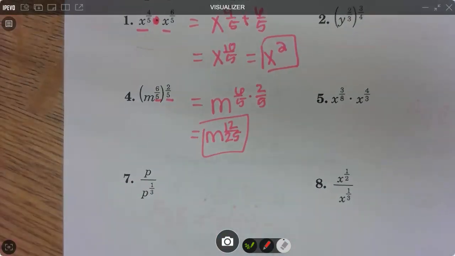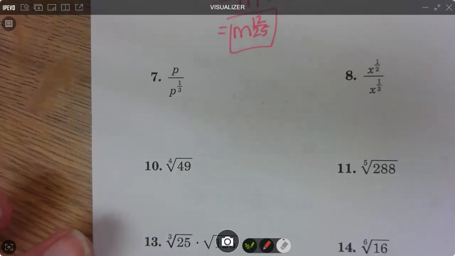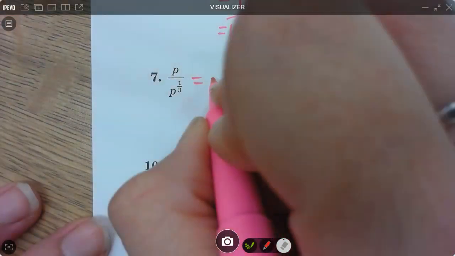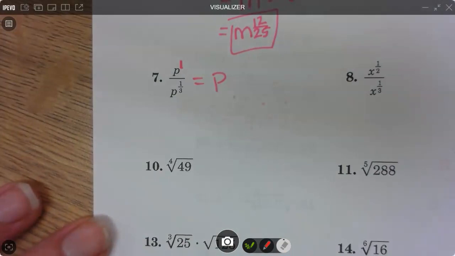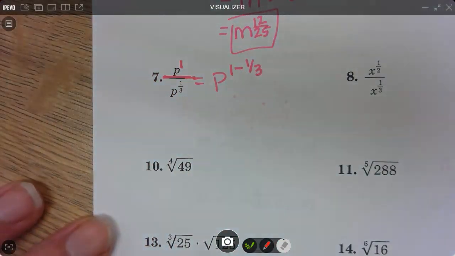So it's top times top, bottom times bottom. And a fraction says that you divide. So this top is like an imaginary 1. So that division becomes subtraction. So you get 1 minus 1/3.